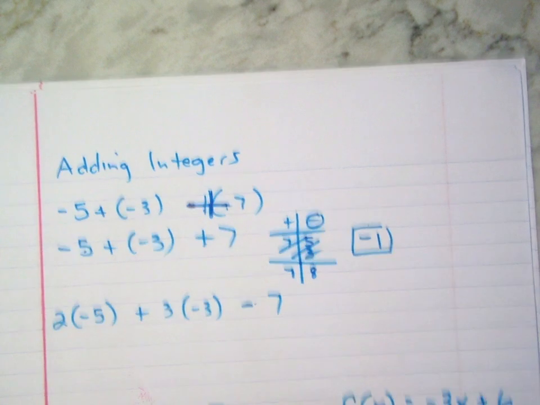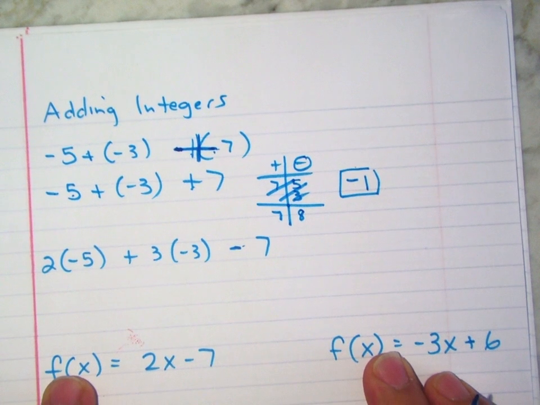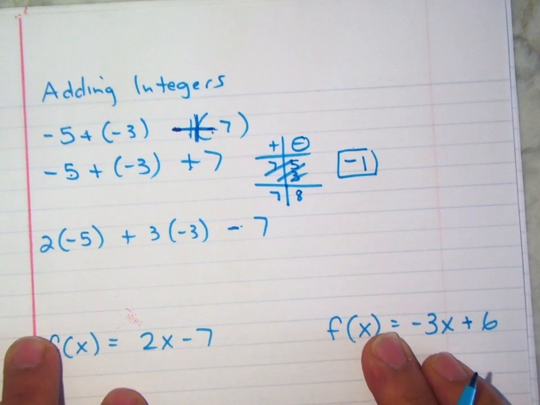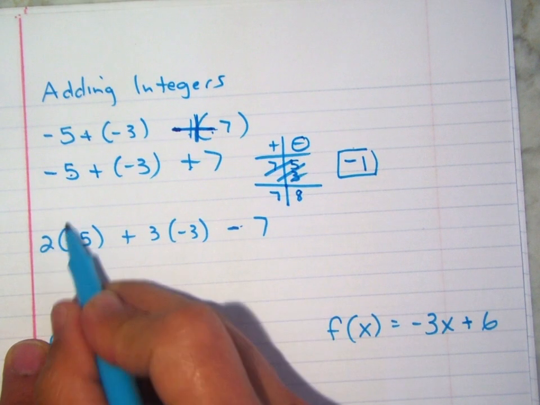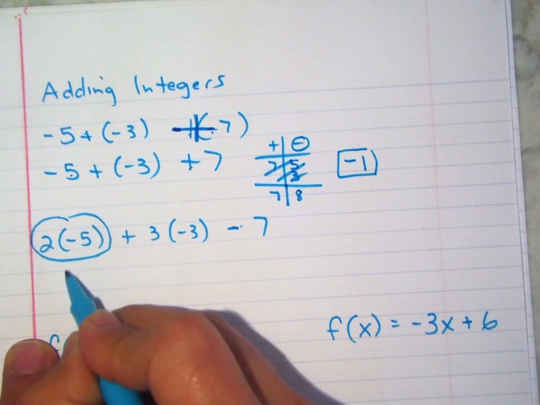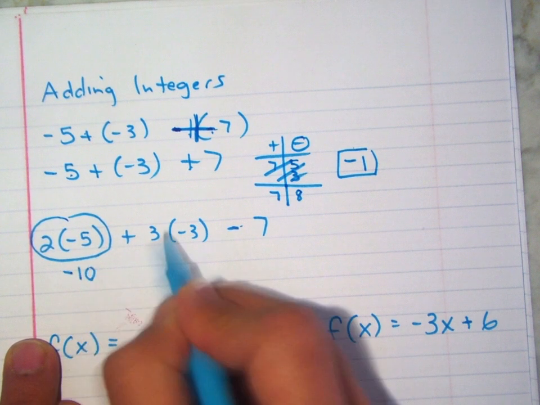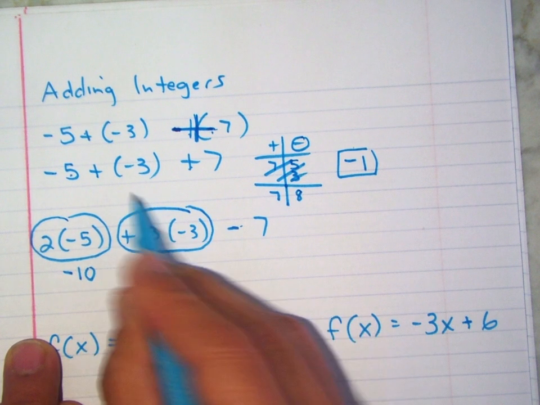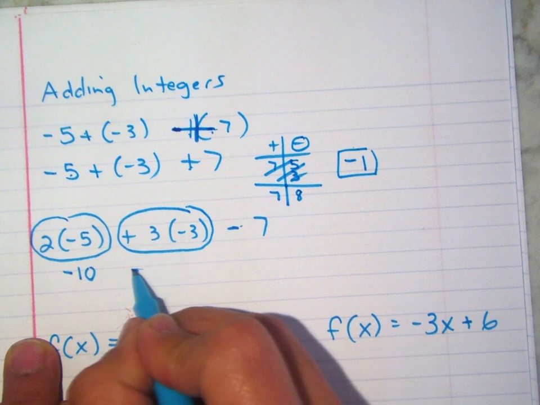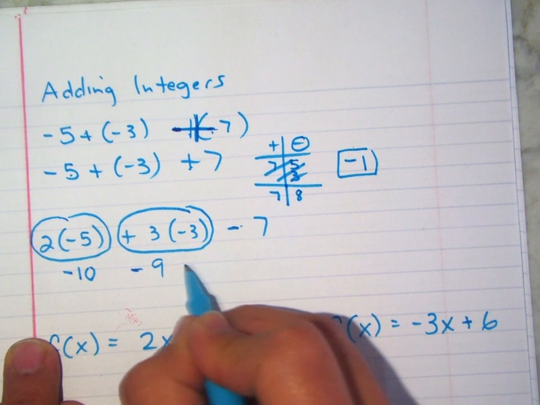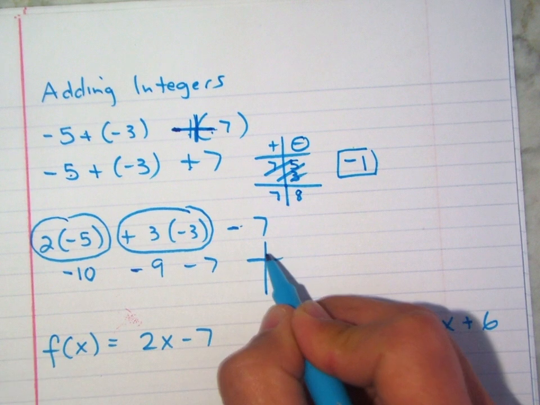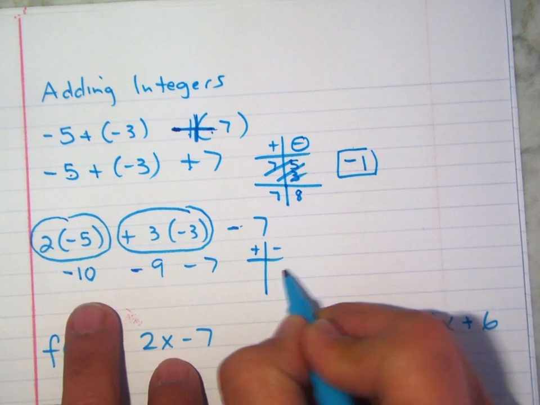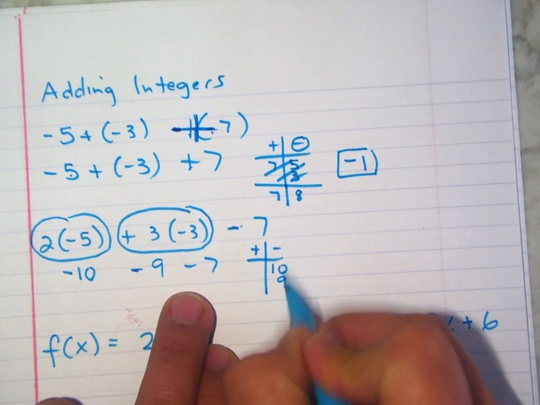The second round of problems is when there's multiplication. I don't think there's any right there, but there's some on the second worksheet. Remember, you're doing multiplication. So 2 times negative 5 is negative 10. 3 times negative 3, notice it's different from here, is negative 9, and negative 7 stays the same. Now I could do the t-chart. Negative 10, negative 9, negative 7.